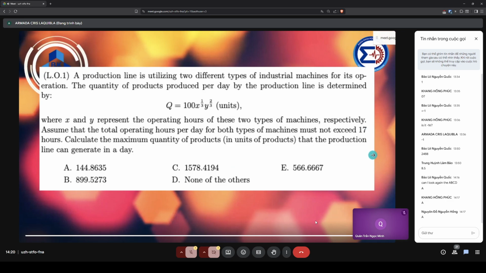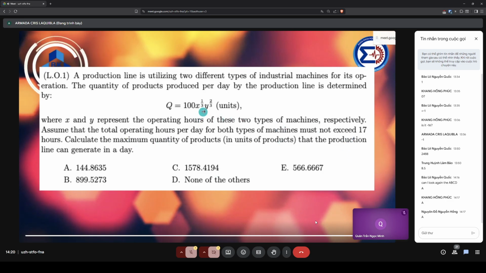So x plus y is equal to 17, and you solve the value of y there. Are you listening? Solve the value of y. I will give you the hint on how to solve this. Solve the value of y there. So it's 17 minus x, correct?